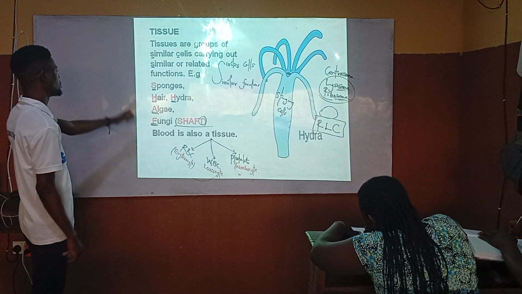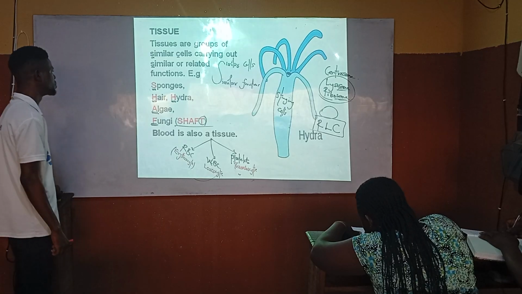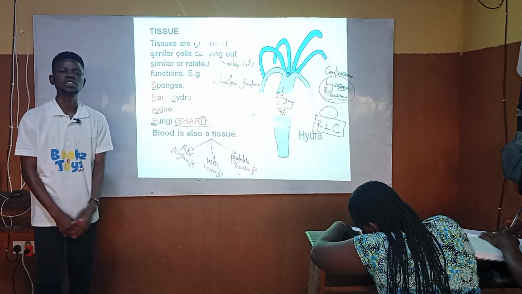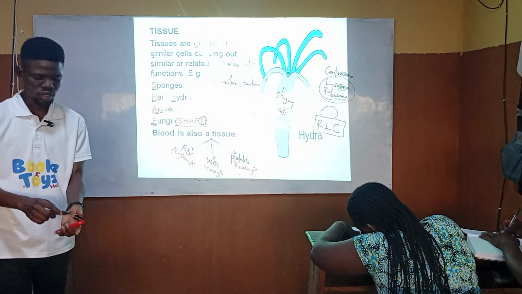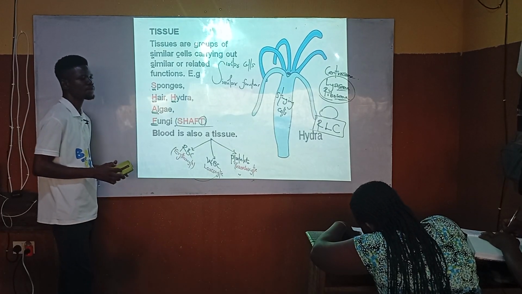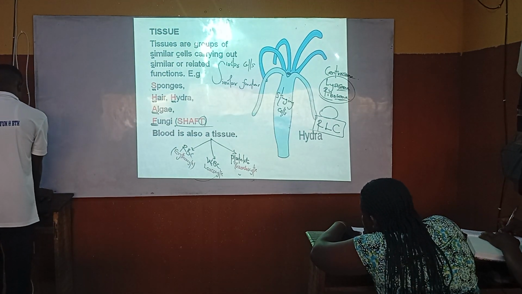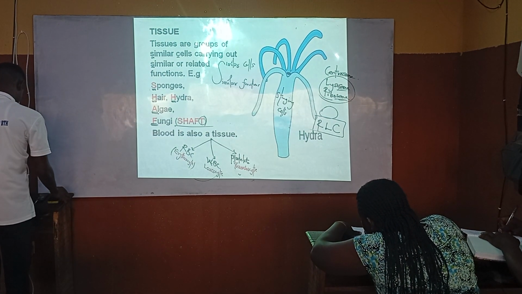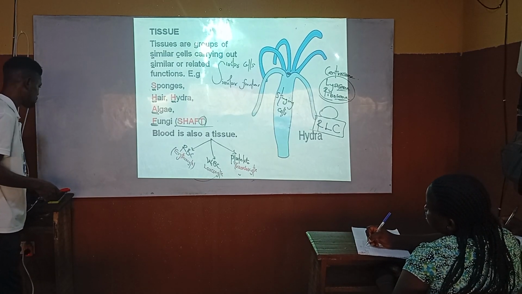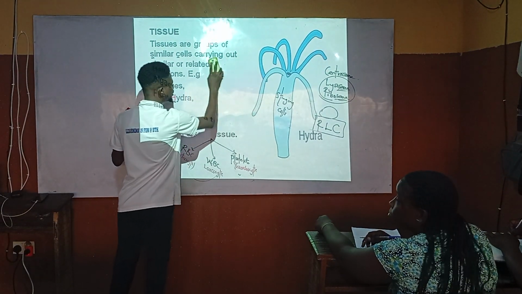So don't forget, hydra, sponges, hair, algae, fungi, they are all examples of tissue. They are organisms existing at the tissue level of organization. Alright, so don't forget, similar cells, similar functions, tissue.